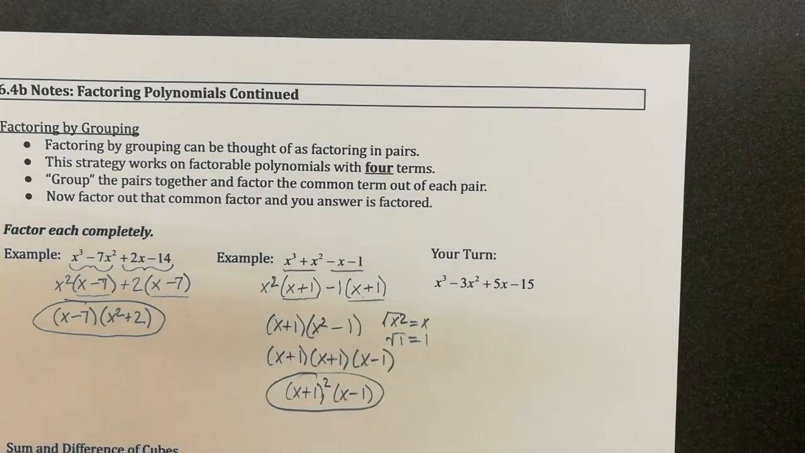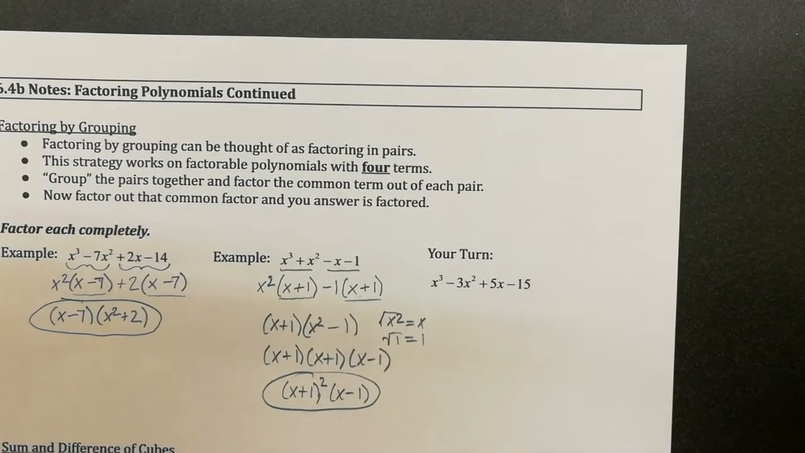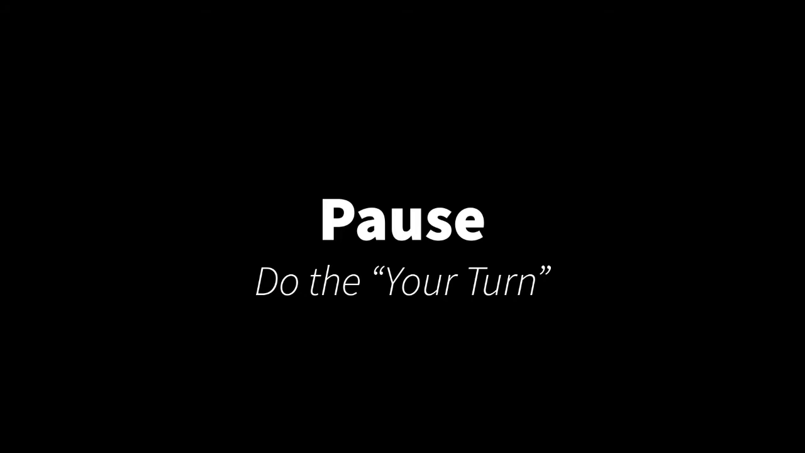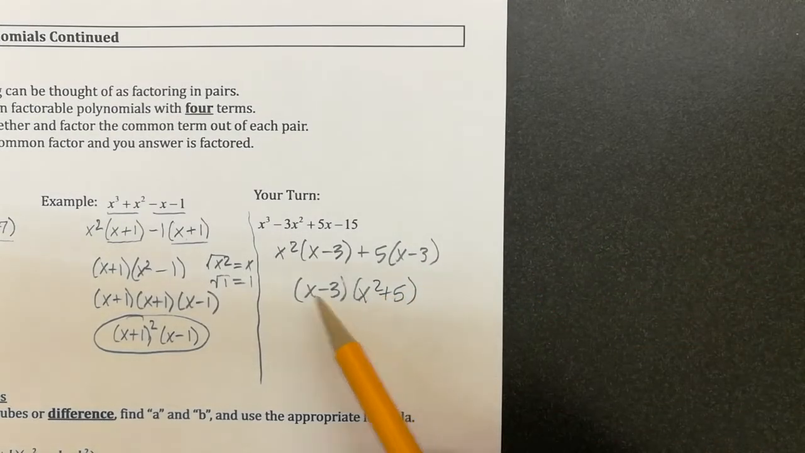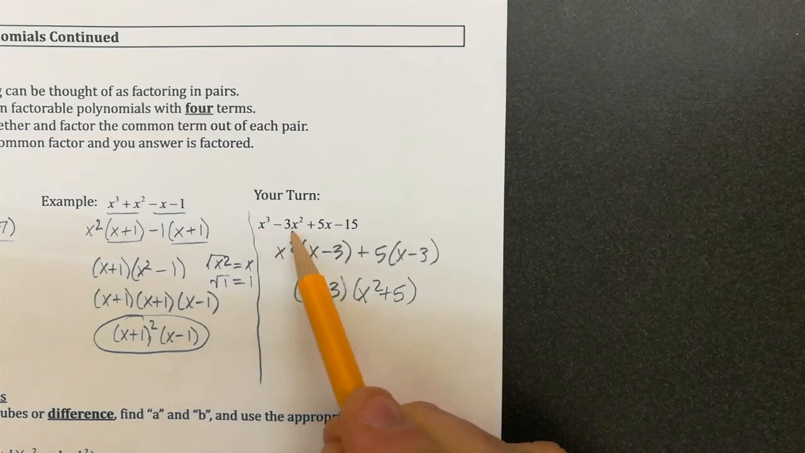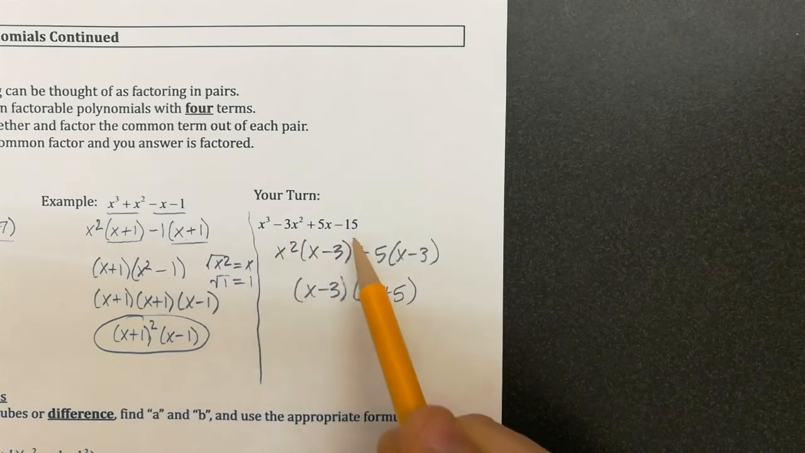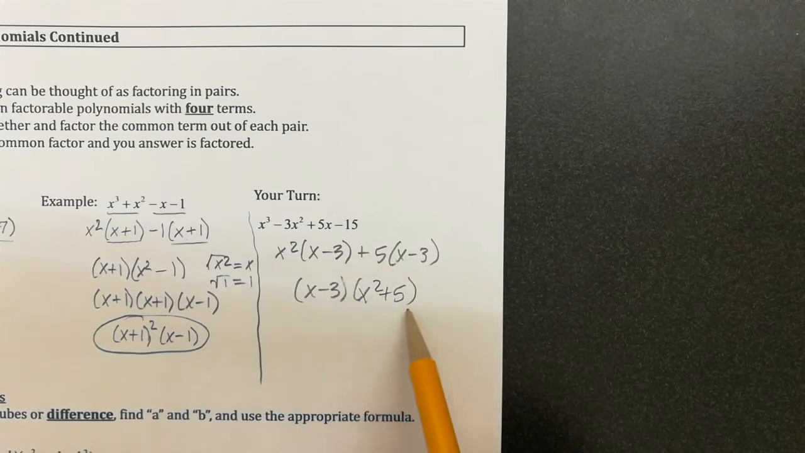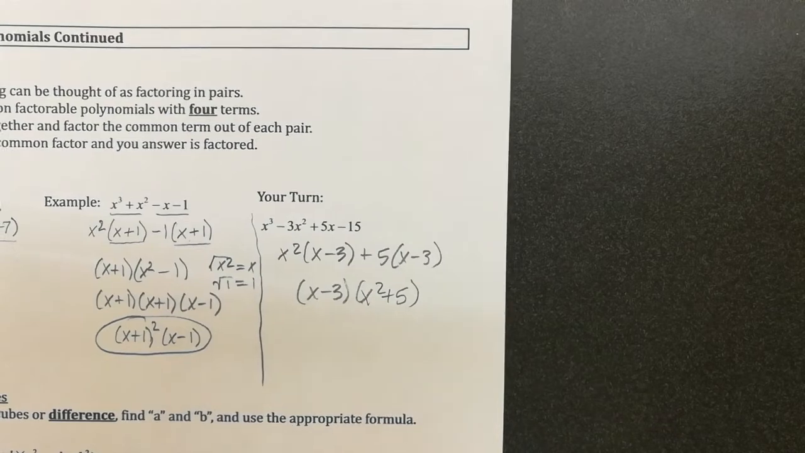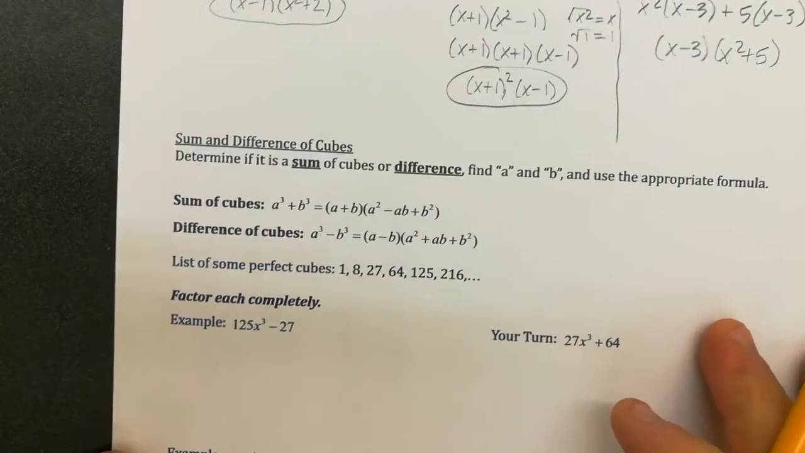All right, go ahead and pause and do the your turn. All right, here's what I got for the your turn. I was able to take x squared out of both these, ended up with this. 5 out of both of these, got this. And then the x minus 3 comes out of both of those, and we end up with this as our answer.